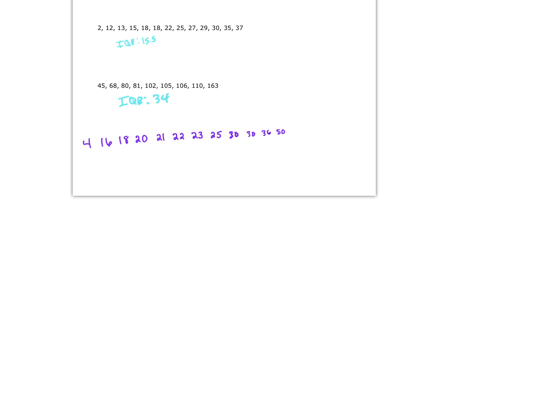Okay, so what do we get for our 5-number summary on this? Our min is 4, quartile 1 is 18, good. Median is 22.5. Keep going, Chris. Quartile 3 is 30, and our max is 50. So our IQR is 12.